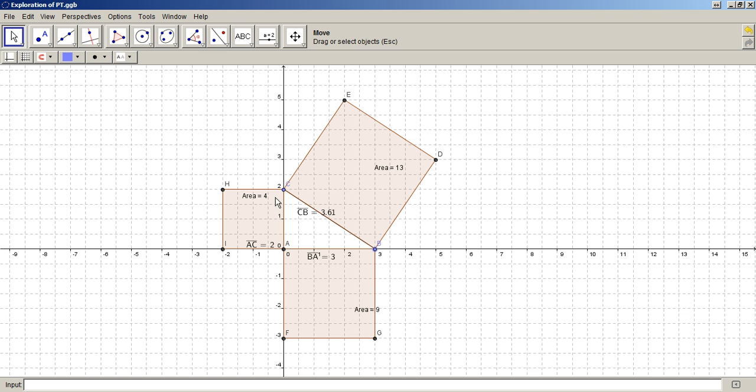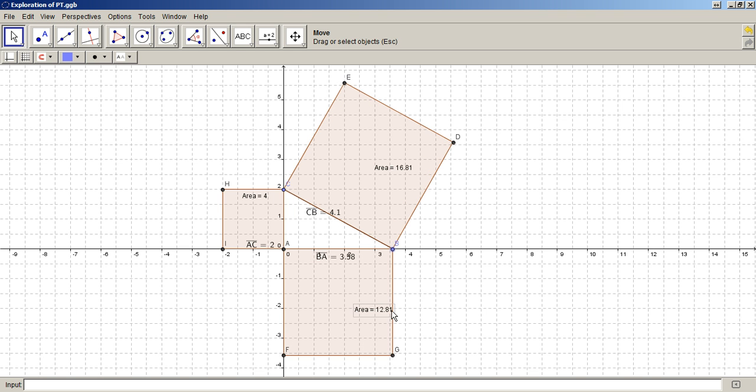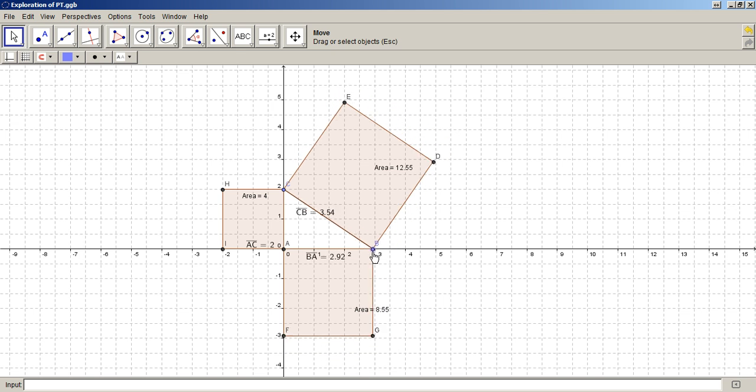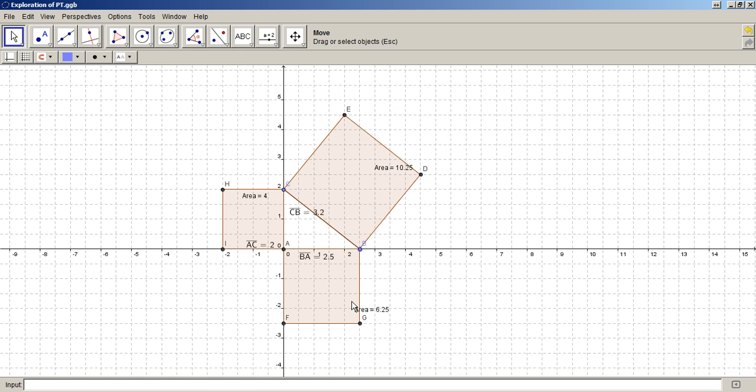Also, is there any relationship between the areas of the 3 squares? The students should come up with the formula that the area of the smaller squares equals the area of the larger square. Hence, a squared plus b squared is equal to c squared.